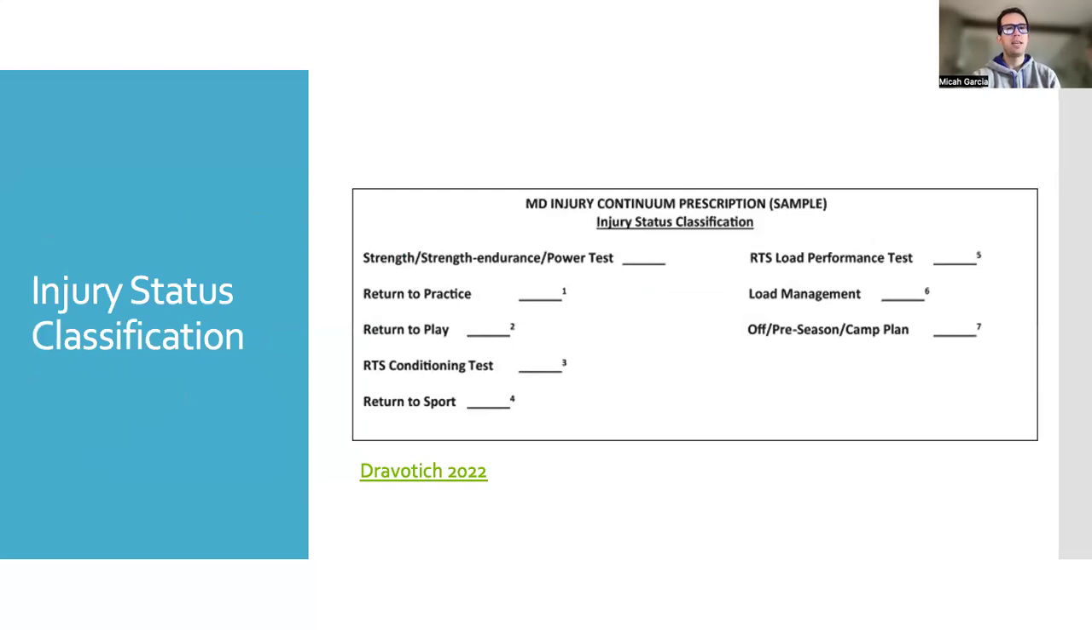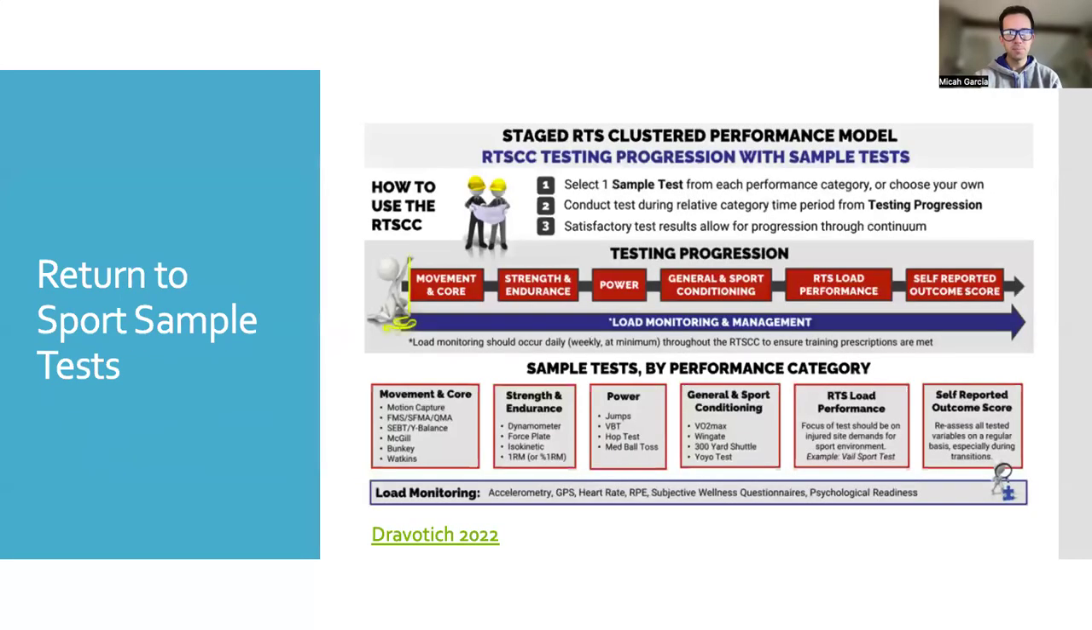So how can we actually classify different injury statuses? There is this continuum prescription. I mean, there's lots of different samples available that you can have them perform these different assessments and ultimately say, okay, they passed the power test, they're good to go. So they can return to practice. Now they can return to play. They've passed a conditioning test, they're ready to return to sport, things like this. You can actually track how this injury is progressing to know, okay, they seem to have met these criteria. We're okay with continuing to move through the continuum.